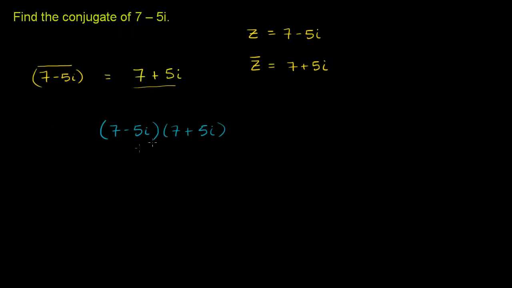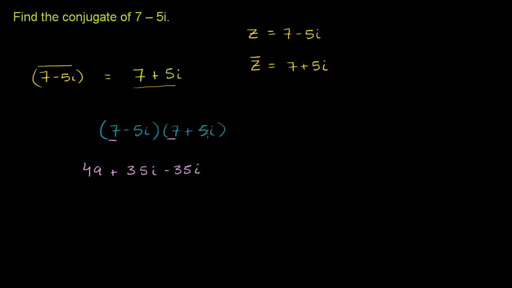So you'd have 7 times 7, which is 49. 7 times 5i, which is 35i. Then you have negative 5i times 7, which is negative 35i. You can see the imaginary part is canceling out. Then you have negative 5i times positive 5i. Well, that's negative 25i squared. And remember, i squared is negative 1.